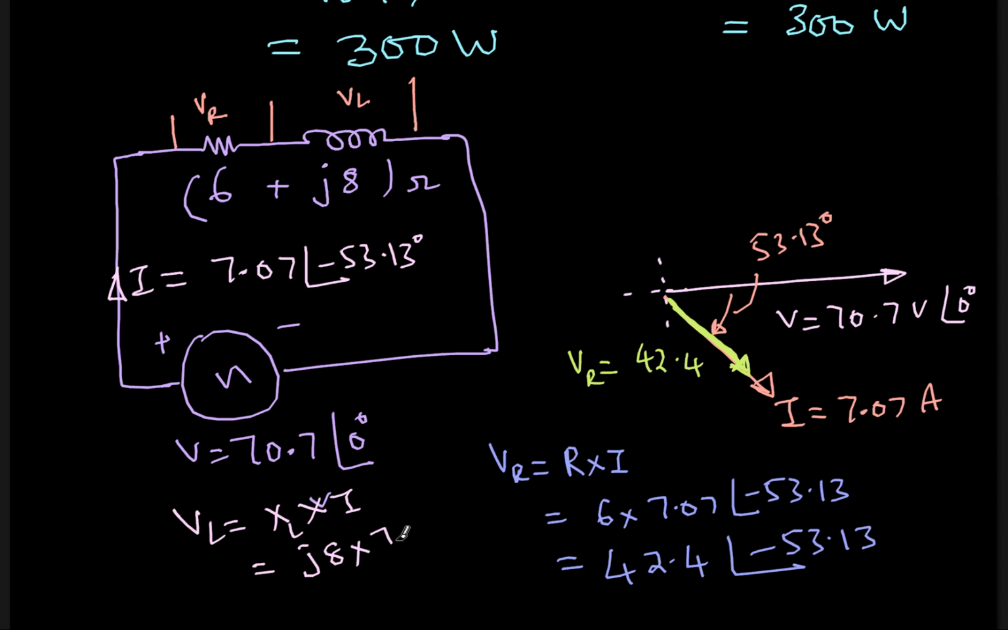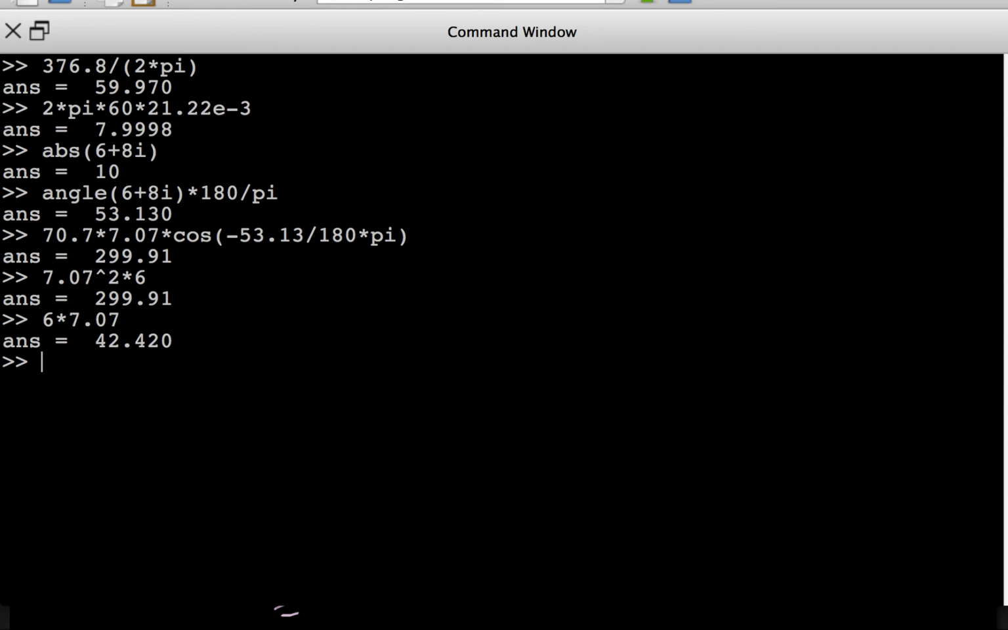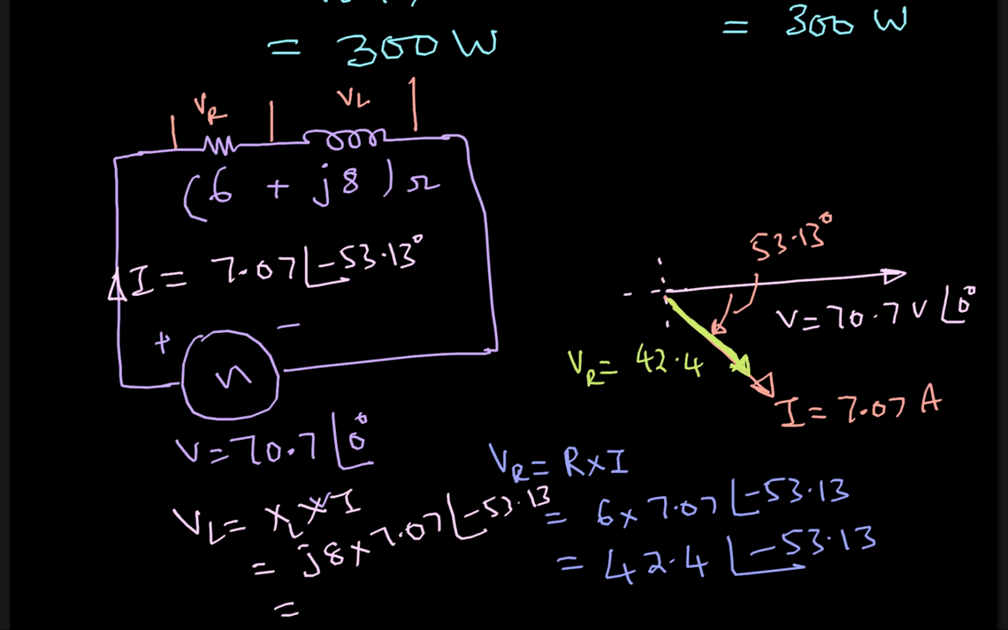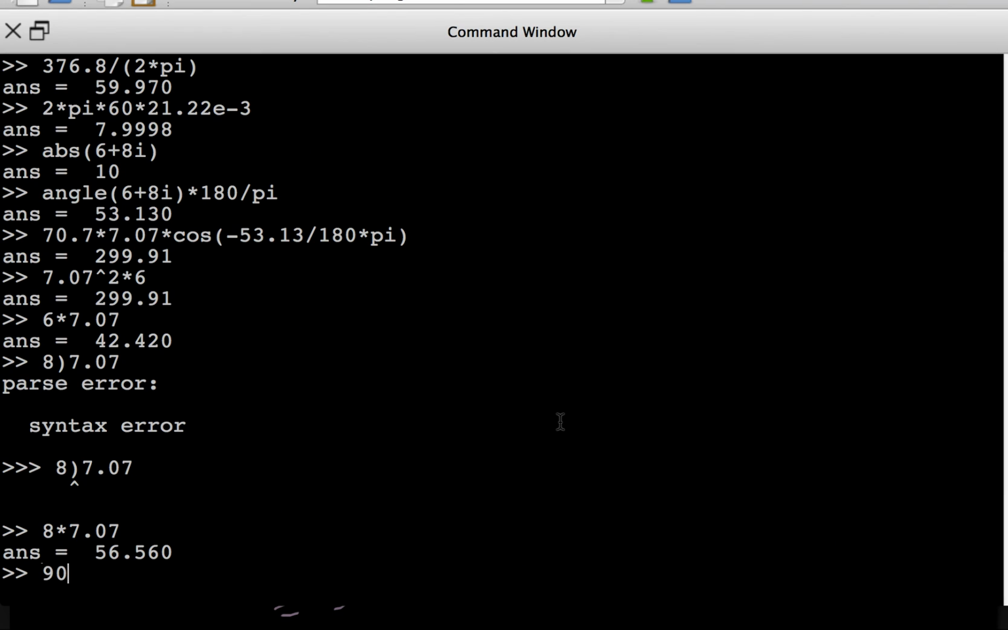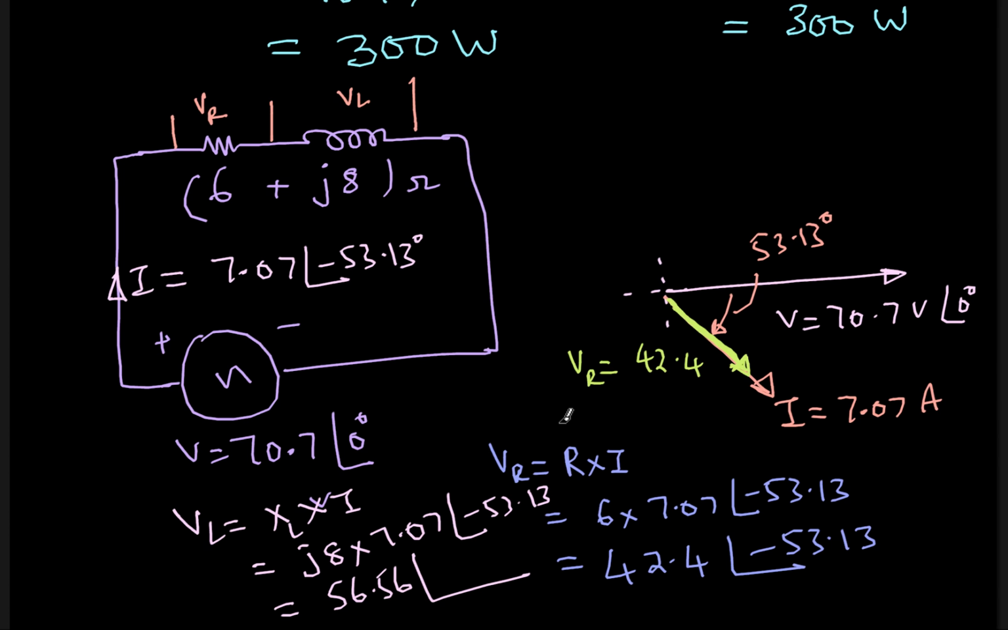j8 into 7.07 at angle minus 53.13. Now the fact that there is j means it is 90 degrees. So j itself represents 90 degrees. So let's do that. 8 into 7.07. So I'm getting 56.56. But the angle will be 90 minus 53.13. So 90 minus 53.13 will be 46.87.